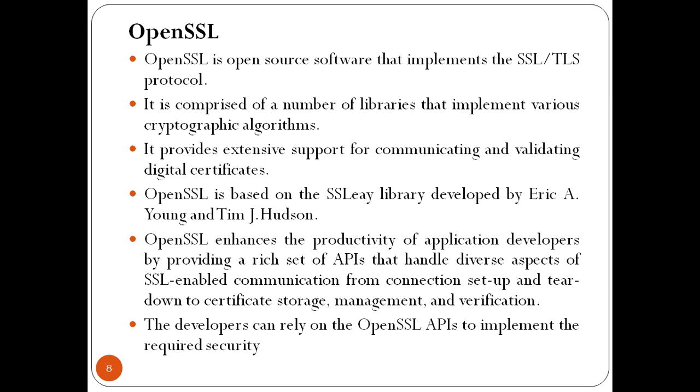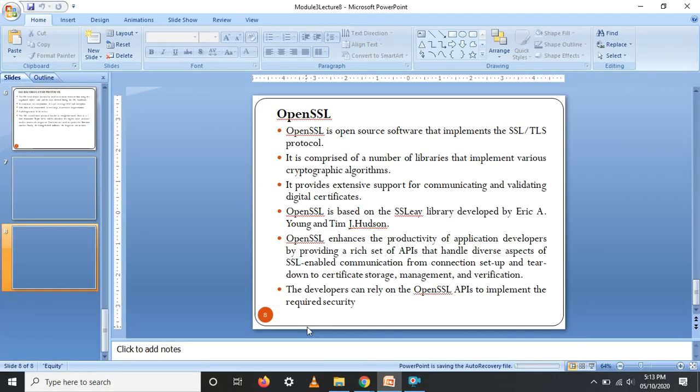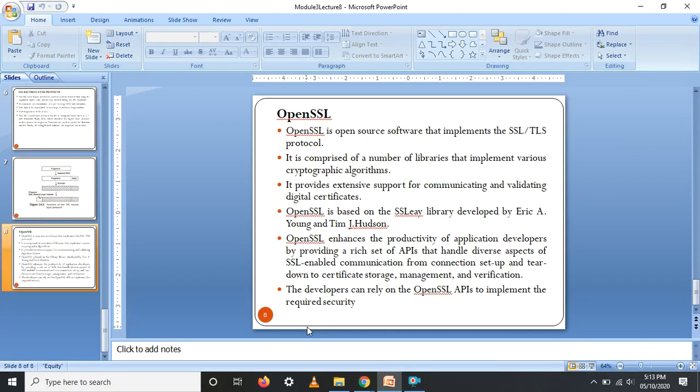OpenSSL enhances the productivity of application developers by providing a rich set of application programming interfaces that handle diverse aspects of SSL-enabled communication, from connection setup and teardown to certificate storage, management, and verification. The developers can rely on the OpenSSL APIs to implement the required security. So with this, I can conclude chapter 5, that is security at the transport layer, which also covers module 3.